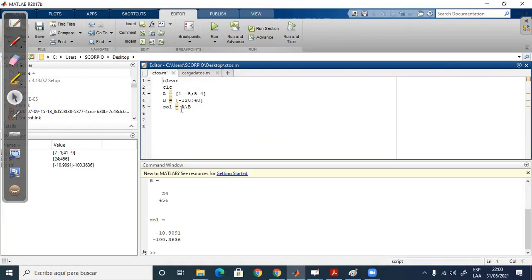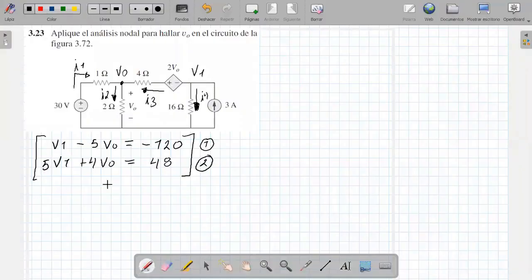Now the solution variable is going to be equal to A inverse times V. So that gives me minus 8.27 and 22.34. V1 is equal to minus 8.27 volts and V0 is equal to 22.34 volts. Ready. Then they asked us to find V sub 0, and V sub 0 is 22.34 volts. Well, see you in the next exercise.